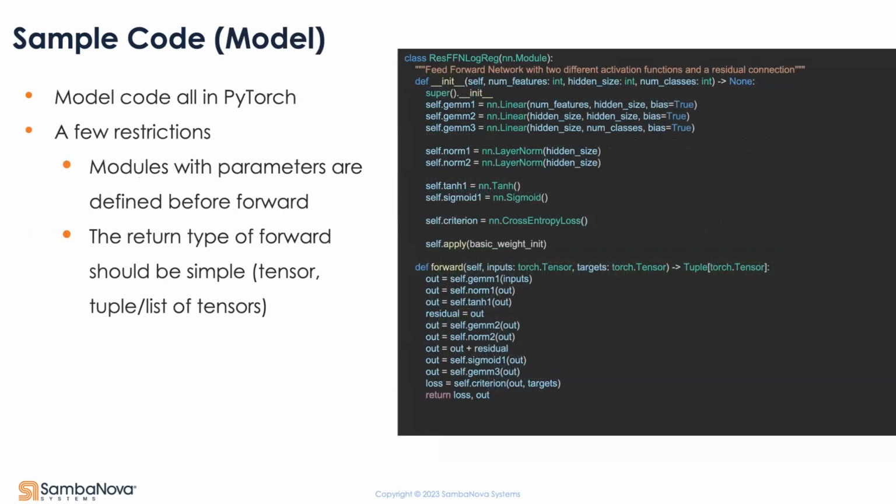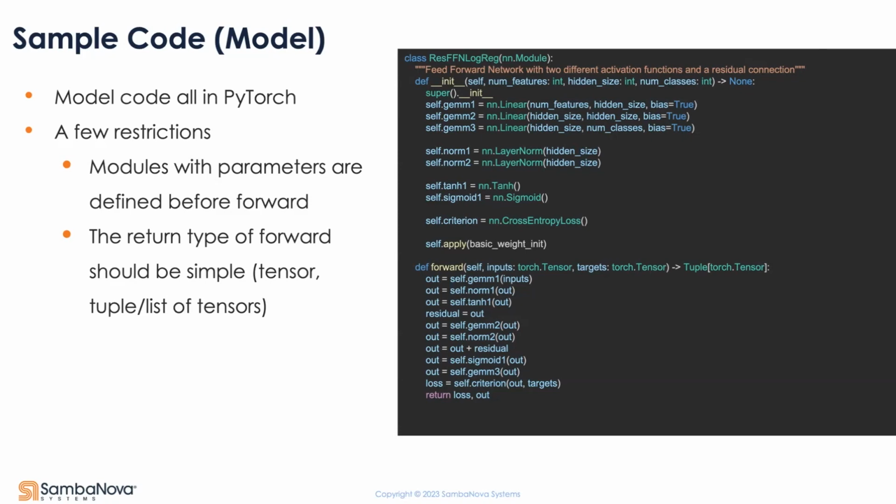And then, here's the example of the model itself. There are a couple of restrictions with model definitions that come to SambaFlow. The first is that modules with parameters have to be defined before the forward. So you can't define more of your model after your forward, or even in your forward. And the return type of the forward should be simple. It should either be just a tensor or maybe a tuple or list of tensors, something that is easily consumed. As you can see, this is mostly pure torch. There's nothing in here that would strike you as SambaFlow.